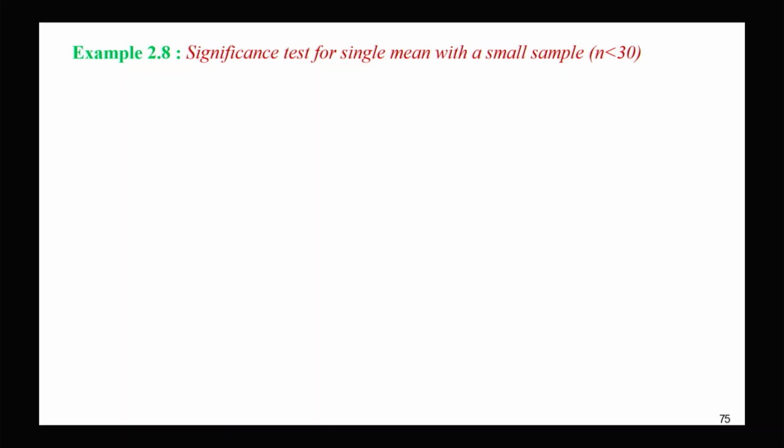Now we will do some different numericals. First is related to the significance test. First is the significance test for a single mean with a small sample. What does it mean? You have one targeted value, your nominal value, and you have got one mean, and we want to test the difference, and this mean is obtained by using a small number of samples.